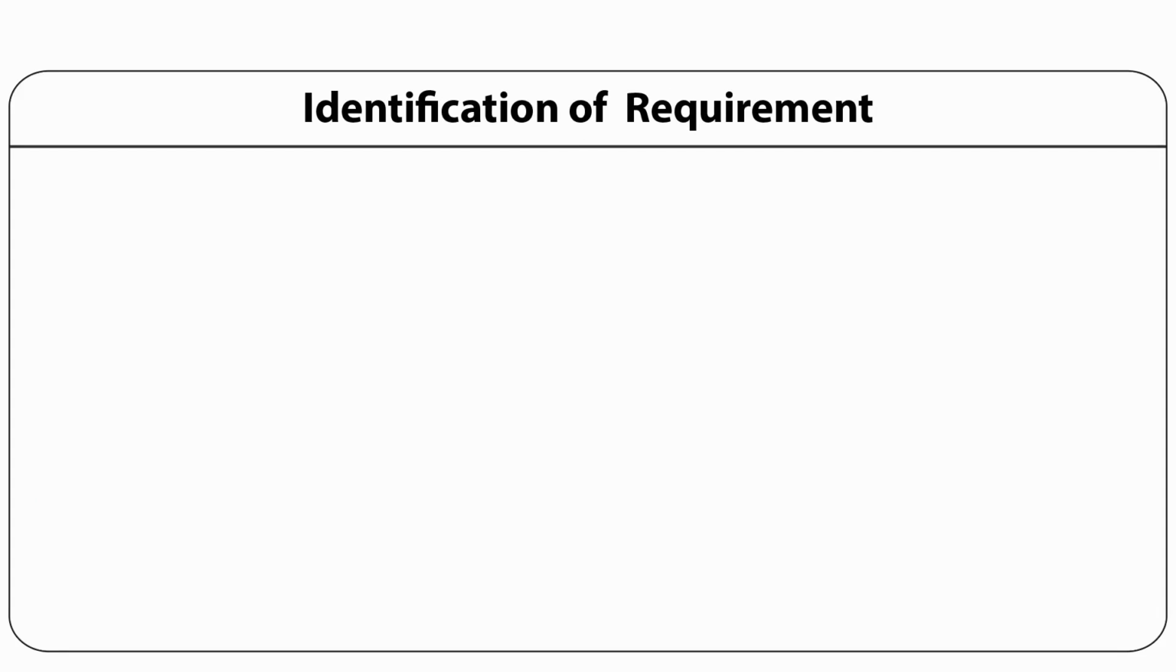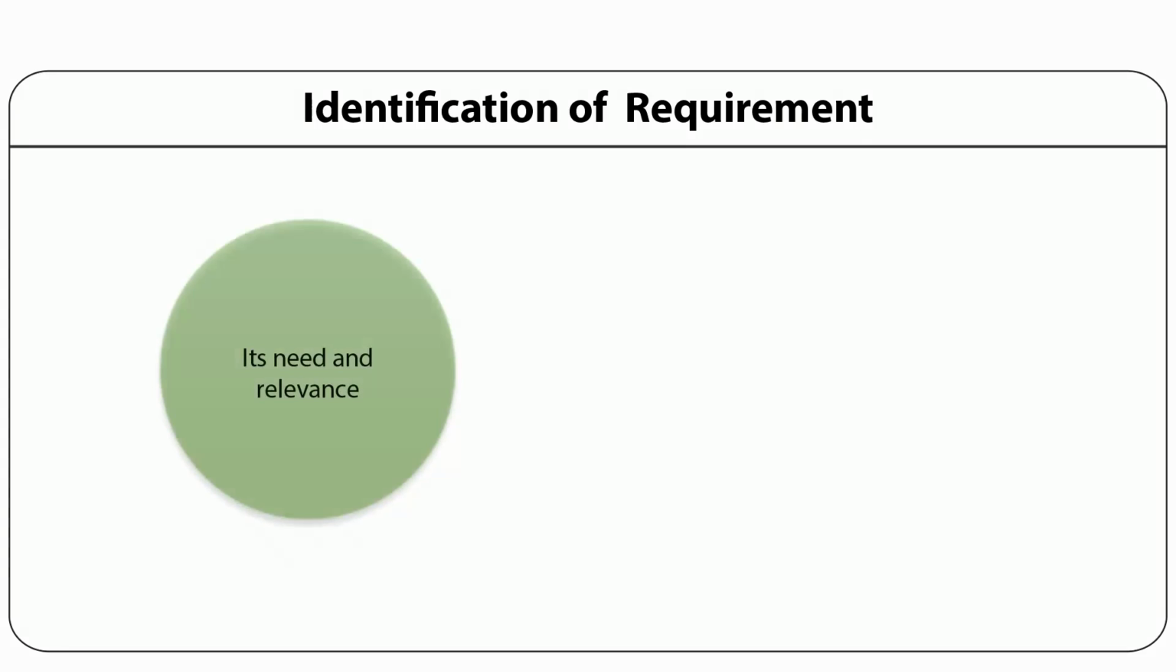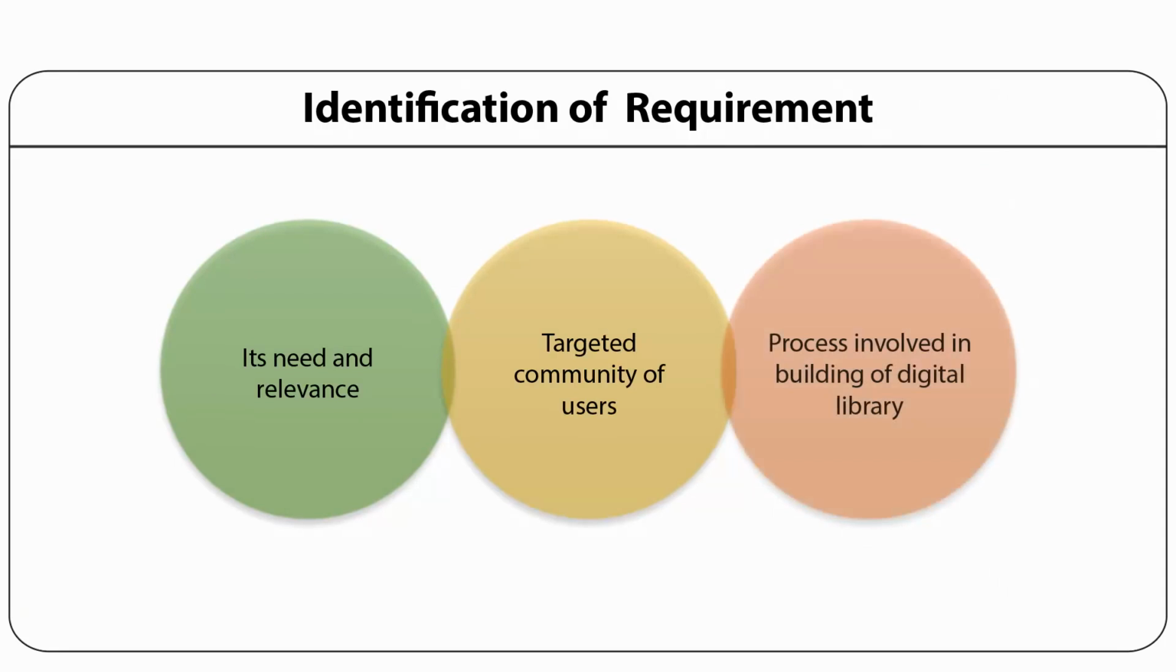Next, identification of requirement. Before commencement of a digital library project, it is essential to articulate its requirement and purpose as concisely as possible. That is, its need and relevance. We need to identify what is the need of this digital library. Second is the targeted community of users, who is going to use this digital library, and next is the process involved in building a digital library.